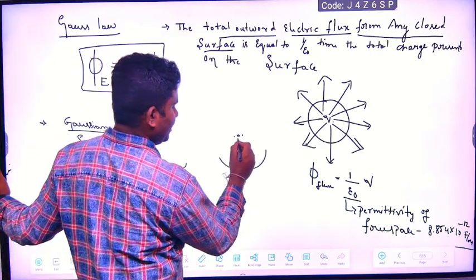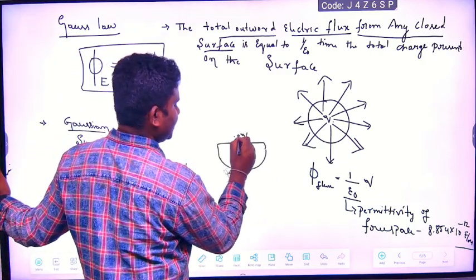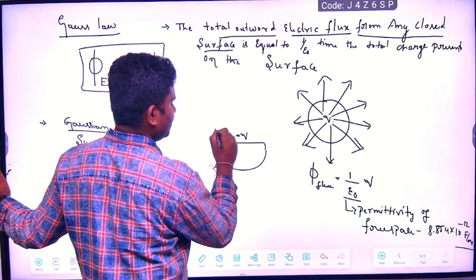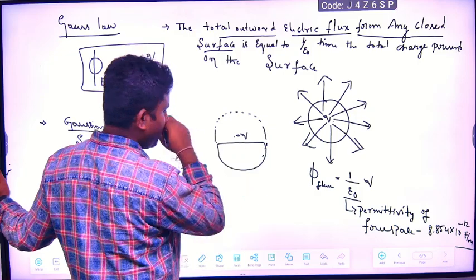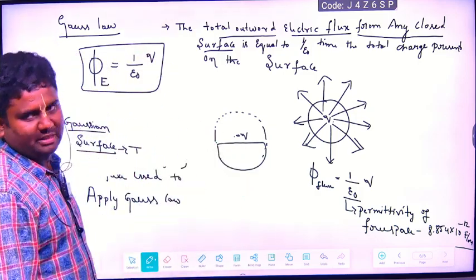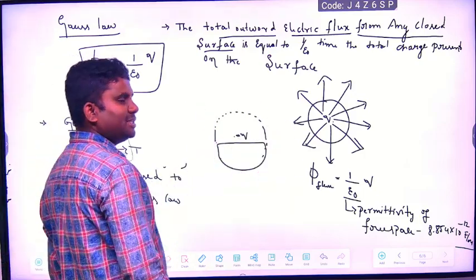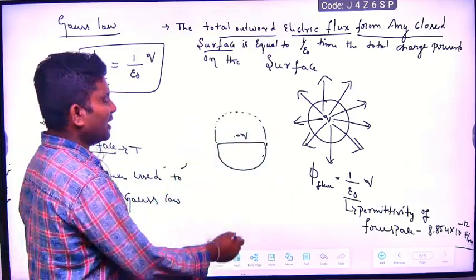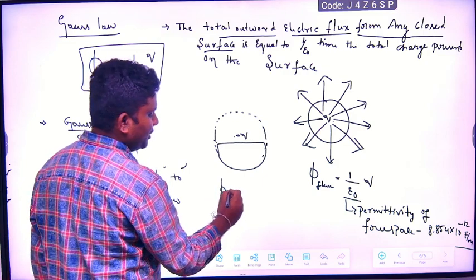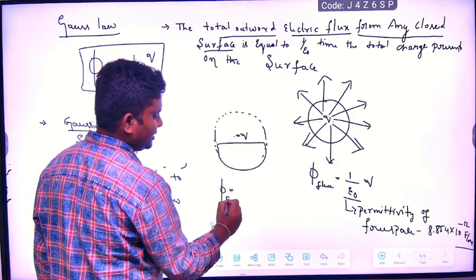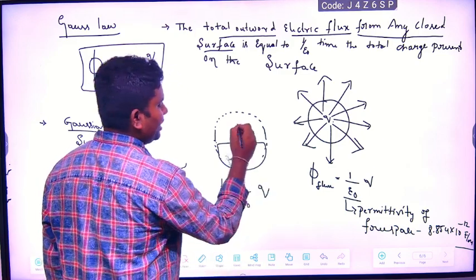See, here the hemisphere is there. Here charge Q is there. Now I draw a Gaussian sphere. This is a spherical Gaussian surface. I made it complete, so it is full. Now it is a closed surface, right? Now you can apply Gauss law, which is the total outward electric flux equals 1 by epsilon naught times the total charge, which is Q here.